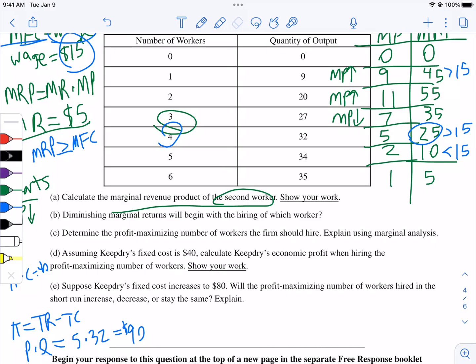Oh, that's not 90. Sorry. Let me get my calculator. 32 times 5 is 160.